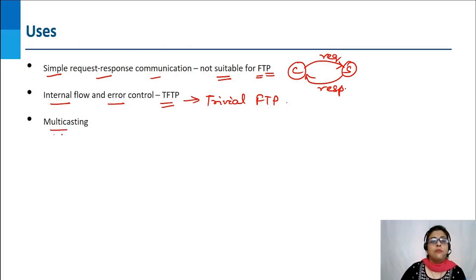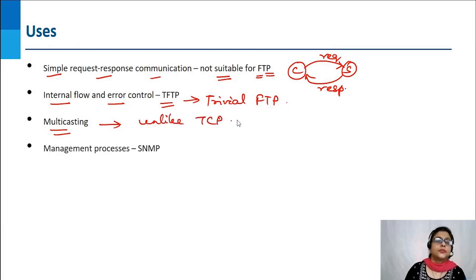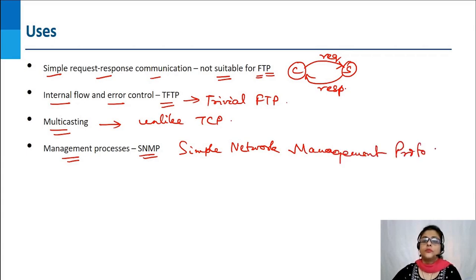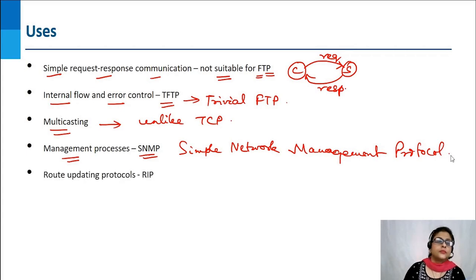The next use is in multicasting. UDP is used for multicasting, unlike TCP. It can be used for various management related processes by using the SNMP or Simple Network Management Protocol. It can also be used for updating the routing information using several routing protocols like RIP, or Routing Information Protocol.